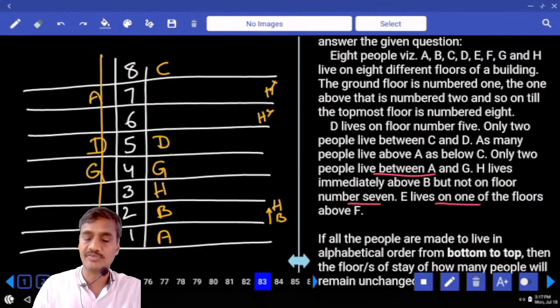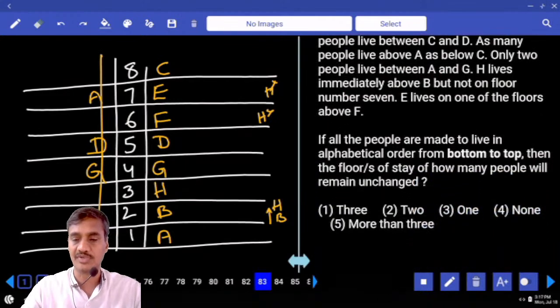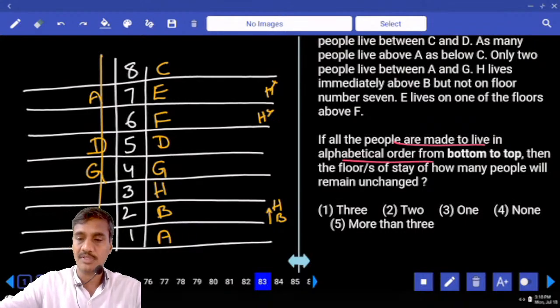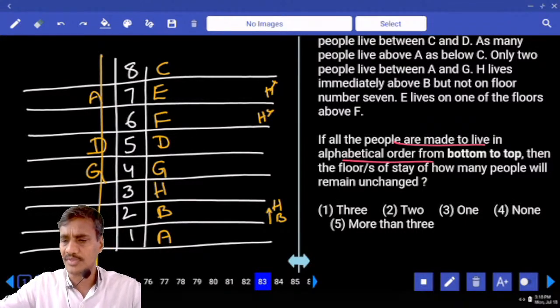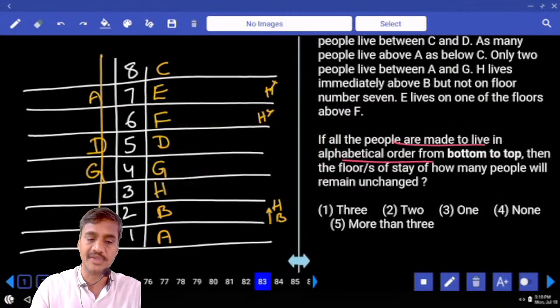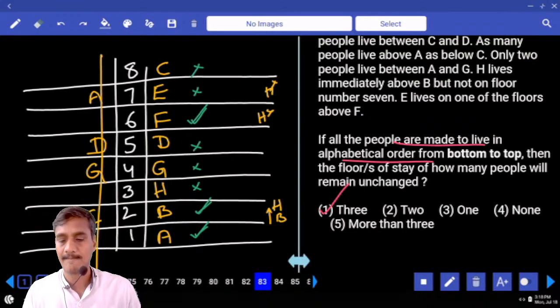E lives on one of the floors above F. E is here and F is here. Now this is the final arrangement we have. And if all the people are made to live in alphabetical order from bottom to top, then the floors of the stay of how many people will remain unchanged. Now from bottom to top, A, B, C, D, E, F, G, H. How many persons remain at the same place? A, B and F. And 3 people remain at the same place. That is choice 1, question number 83.